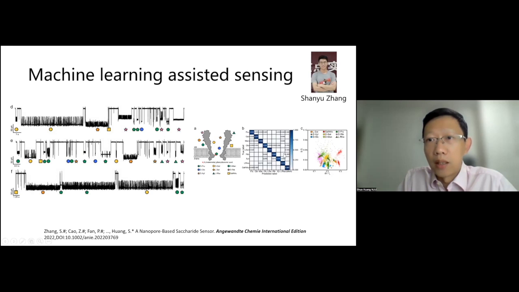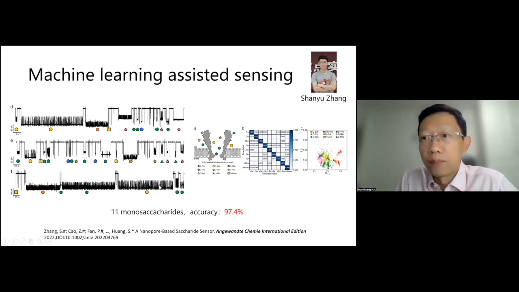It's about 97% accuracy. The reason for the remaining 2% or so is that even the monosaccharides themselves are not 100% pure. So we have included these impurities in our machine learning algorithms. That's why we have these kinds of errors.